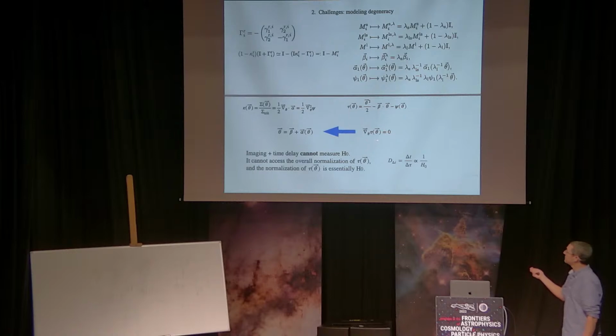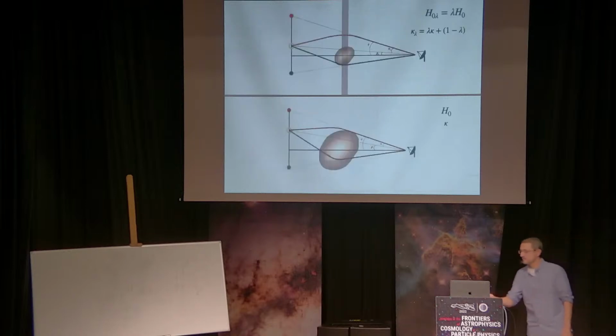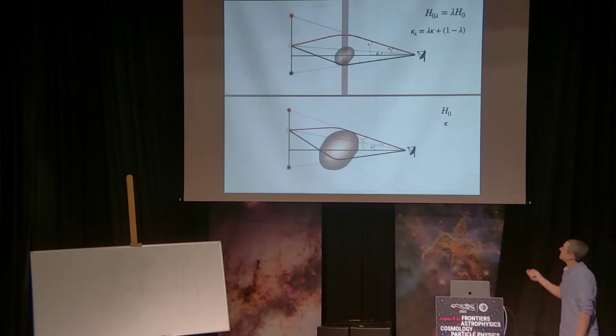It's an affine transformation of the lensing system that leaves the extremal point at the same place, but changes the normalization of tau. So that's what we're facing. This picture illustrates it. In the simplest realization of this mass sheet degeneracy, it looks like this.